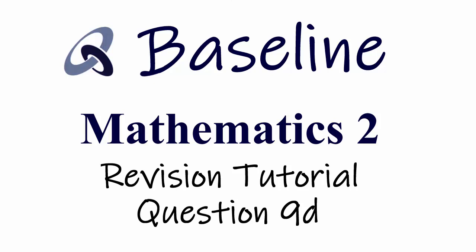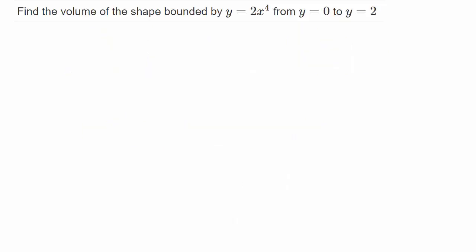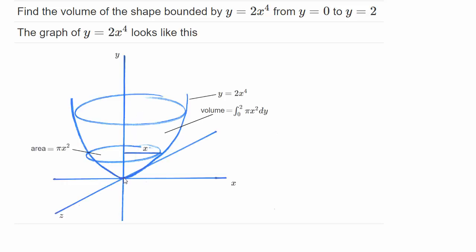This is a video on revision tutorial question 9D. The question says, find the volume of the shape bounded by y equals 2x to the power of 4 from y equals 0 to y equals 2. Let's start by sketching it. The line we're looking at is this line here.